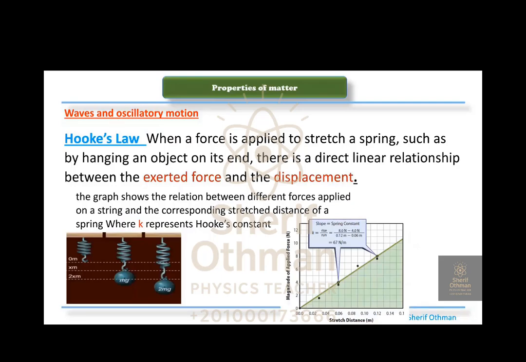Hooke's law measures the potential energy found in a spring. When you apply a force on a spring, that means potential energy is stored inside the spring, which makes it turn back to its original position when the force you applied is removed. When a force is applied to stretch a spring, such as by hanging an object on its end, there is a direct linear relation between the exerted force and the displacement. By increasing the force, the displacement also increases.